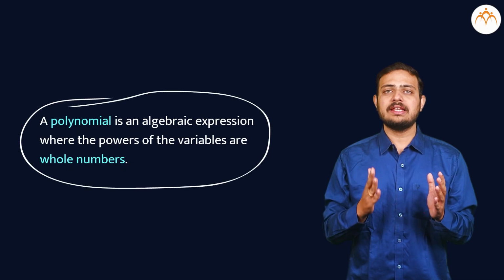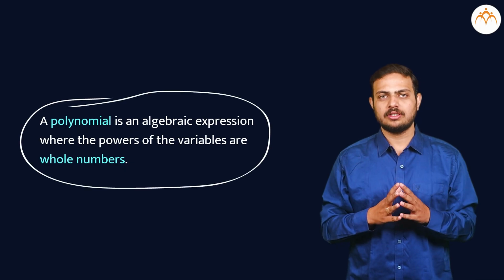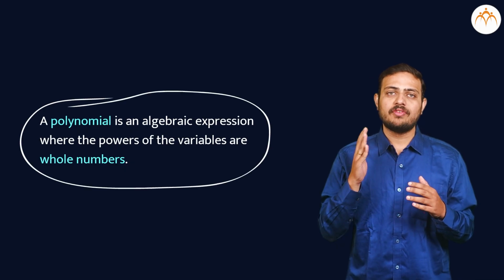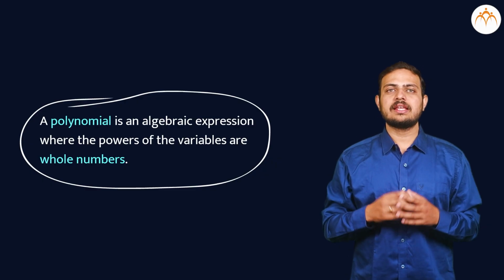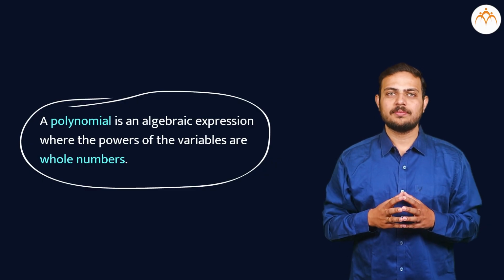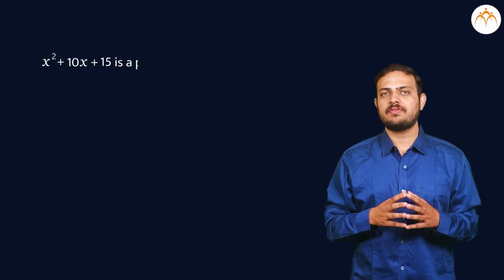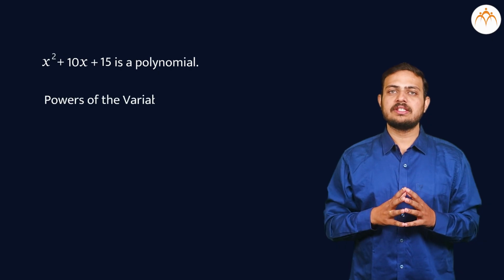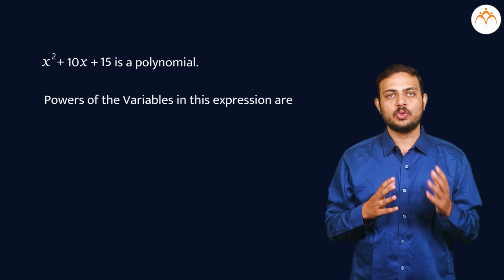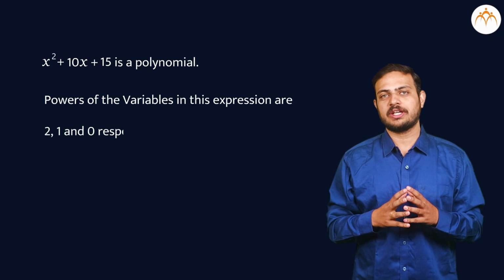Students, we have learnt that a polynomial is an algebraic expression where the powers of the variables are whole numbers. Let's study some examples of polynomials. The expression x square plus 10x plus 15 is a polynomial. The powers of the variables in this expression are 2, 1 and 0 respectively.